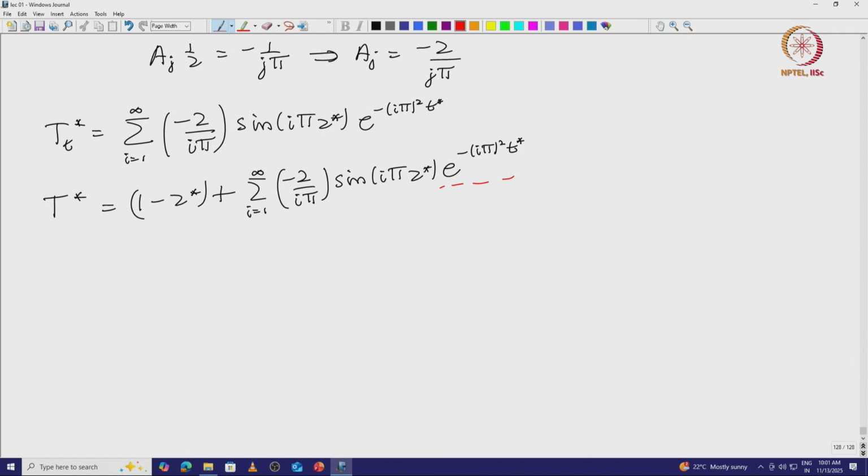So, you can, for example, plot the temperature field, T star versus z star. This is 0, this is 1 and this is 1. The final steady temperature is a linear profile. But at early times, if you include, let us say, about 20 terms in this solution, you will get a solution that is fairly accurate. You will get solutions that go something like this.